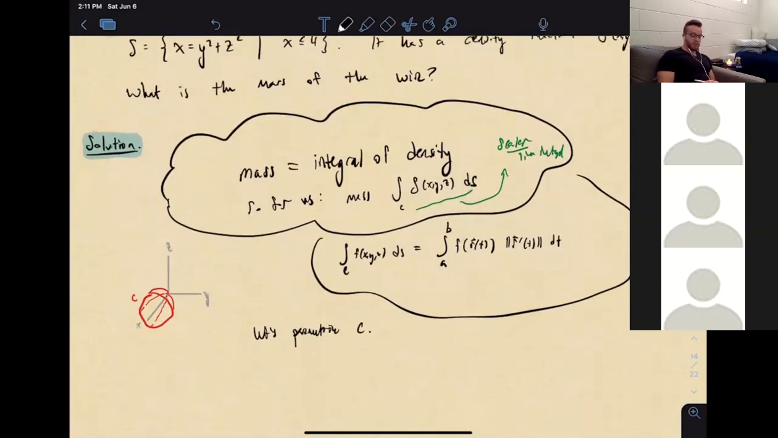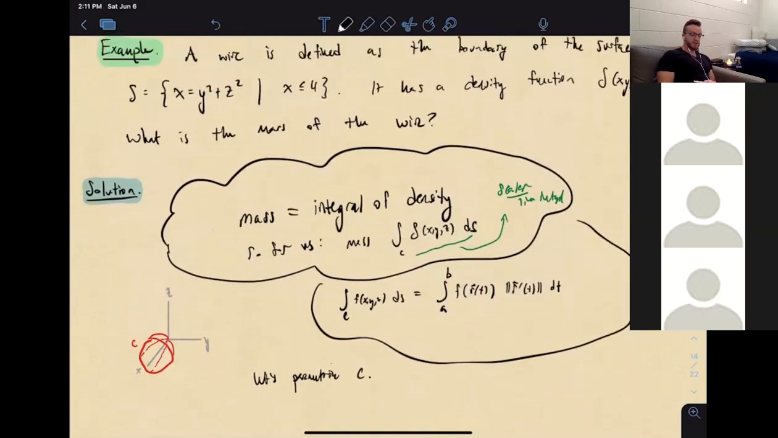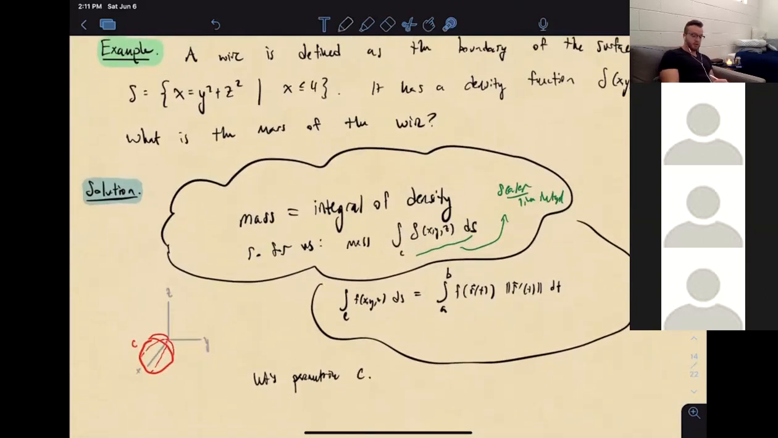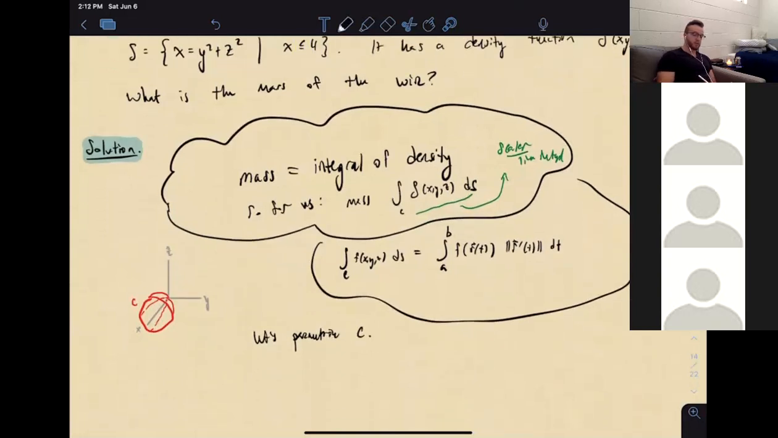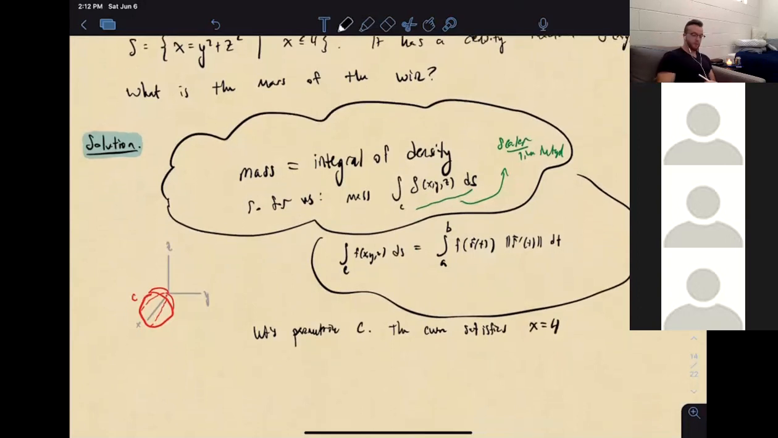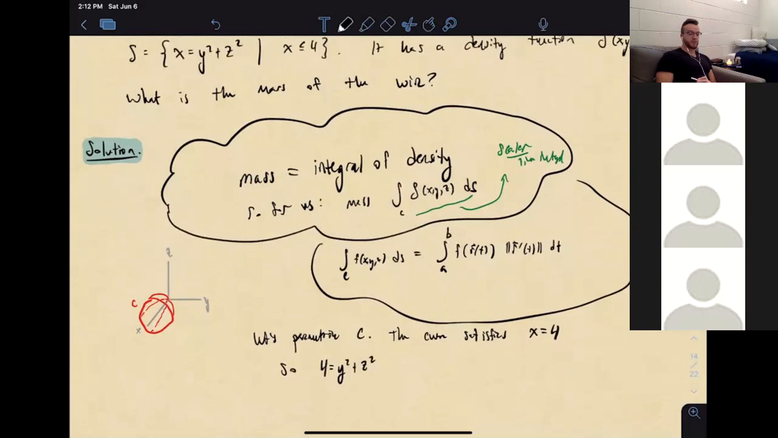Okay, I like that. So it's a circle of radius 2. I think Elijah's getting that from saying the boundary is going to occur when this is an equality, right? The boundary curve lies in the plane x equals 4, which means it satisfies 4 equals y squared plus z squared. And that's a circle of radius 2 in the yz plane.